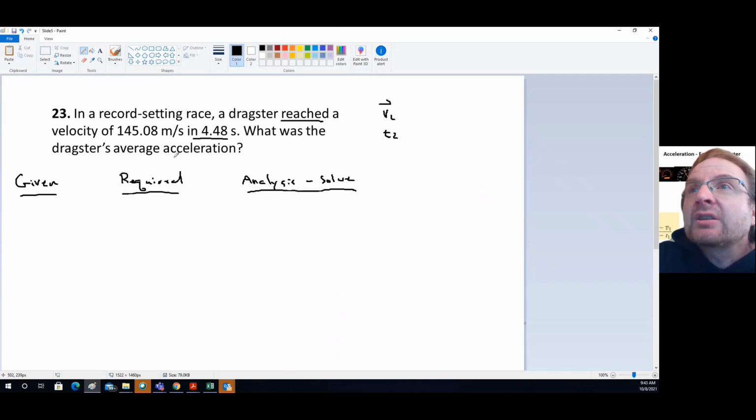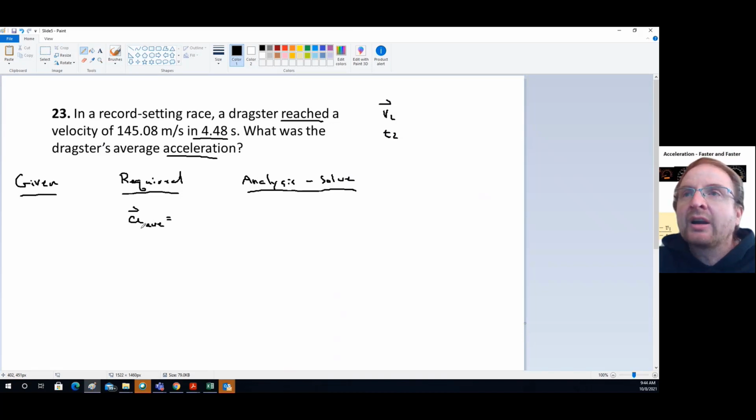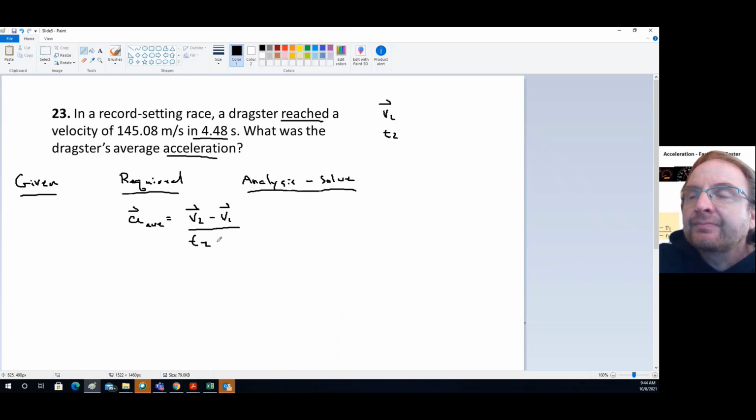Average acceleration, so it's going to be a_av. At this point, you've written this out a few times. It starts to internalize. You start to get comfortable with the formula. The more you write it out, the more comfortable you're going to get. So your velocity 2, subtract your velocity 1. You can just think of that as the speed, really. Time 2, subtract time 1.